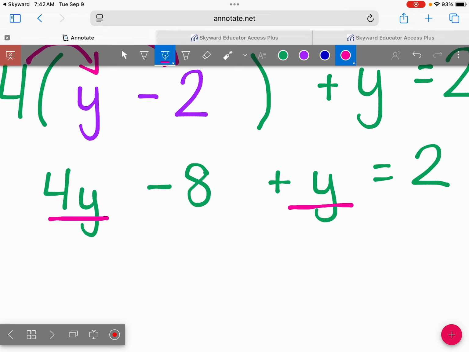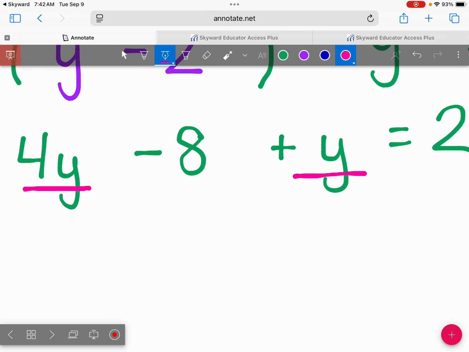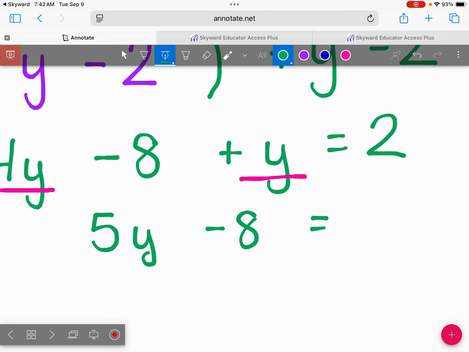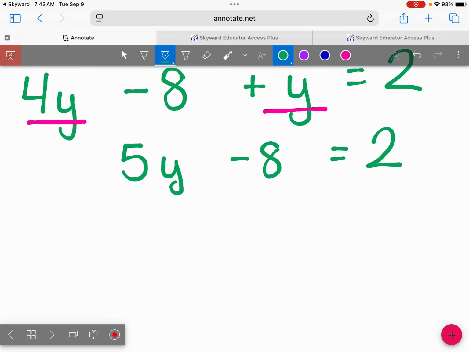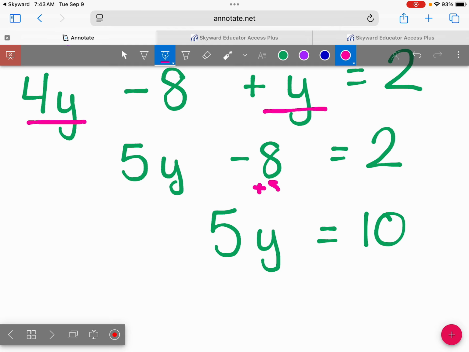I've got some like terms we could combine. If I have 4 y's and I add another y, that's going to give me 5y minus 8 equals 2. What can I do now? How do I get down to y equals? Add the 8. That's going to give us that our 5y equals 10, because if I add 8 here, I need to add 8 here.